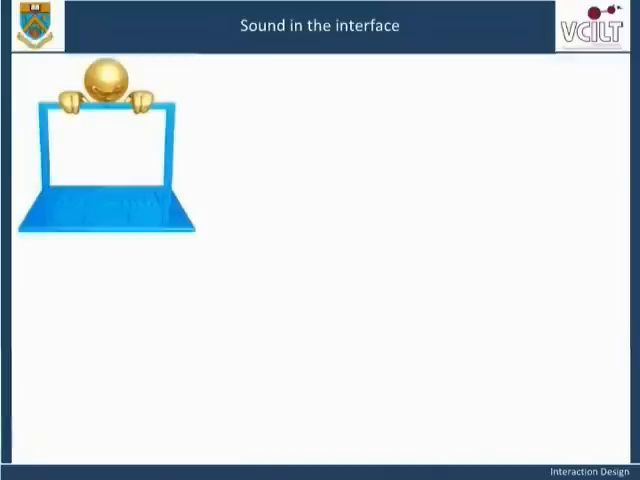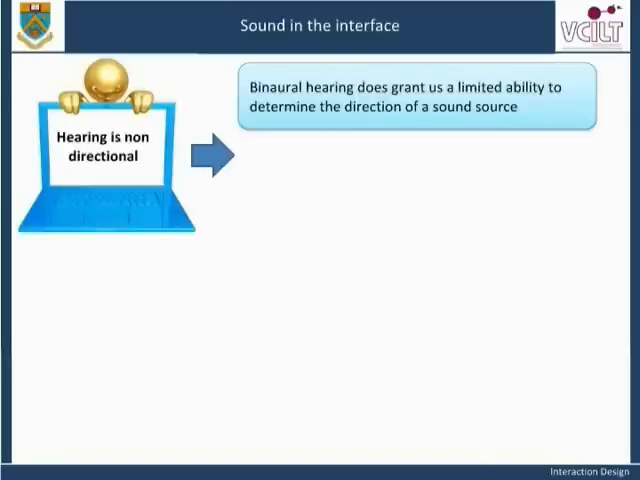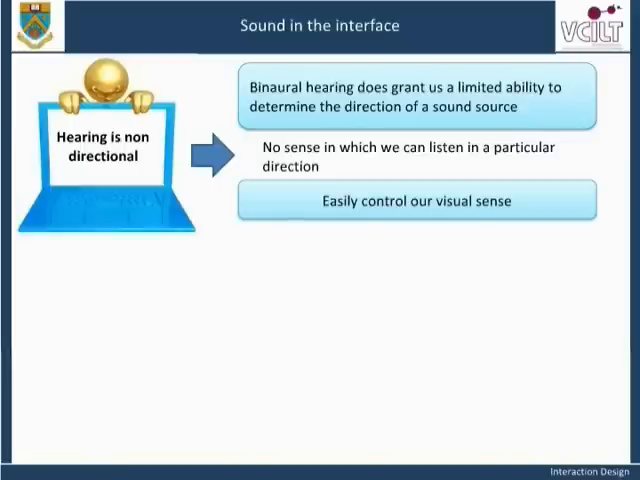Another relevant property of the audio medium is the fact that, unlike vision, hearing is non-directional. While binaural hearing does grant us a limited ability to determine the direction of a sound source, there is no sense in which we can listen in a particular direction. Similarly, while we can very easily control our visual sense, for example, by looking in a particular direction, it is much harder to be selective about what one listens to.